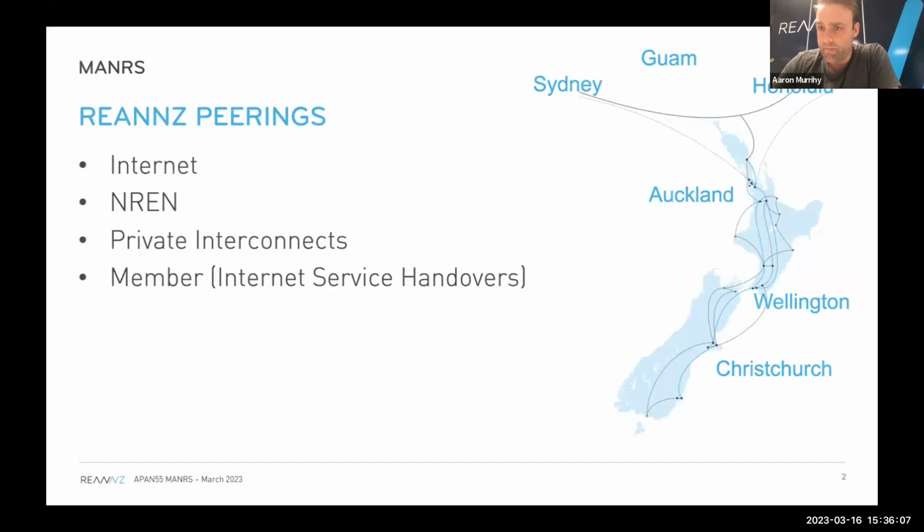Most of you probably saw this slide yesterday when I was talking about RPKI, but REANS is relatively small, and we have a reasonably large footprint throughout the Pacific and into the US and Australia. We have a mixture of internet handovers, NREN handovers, private interconnects, and of course our member internet service and NREN handovers as well.